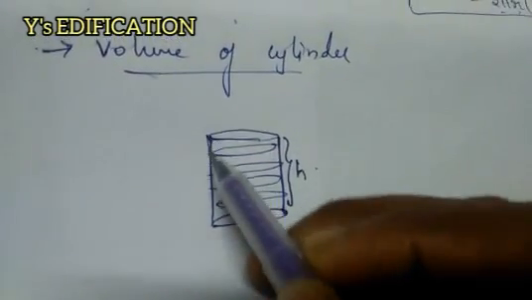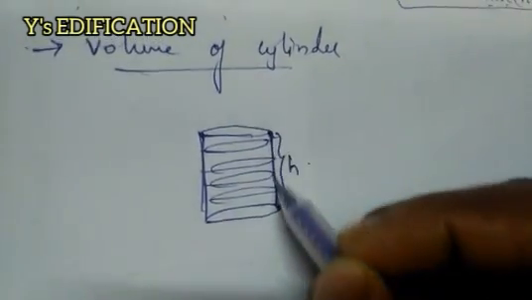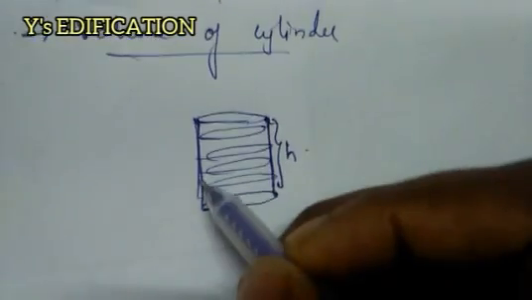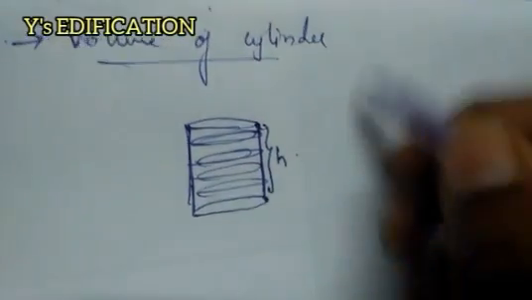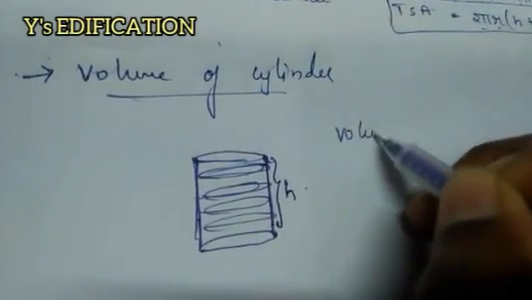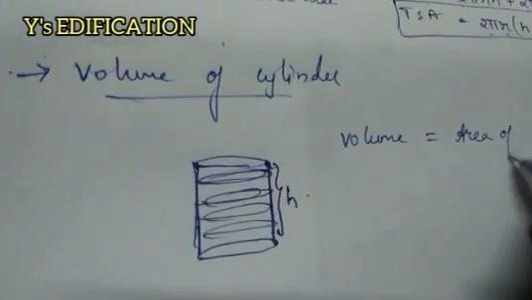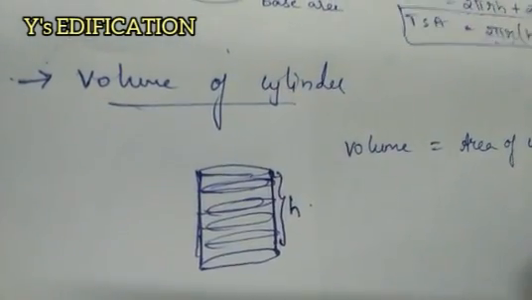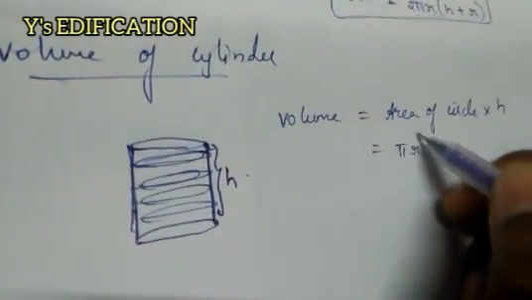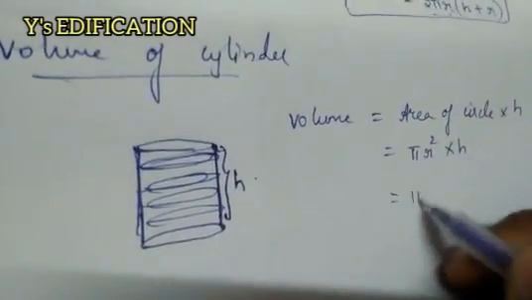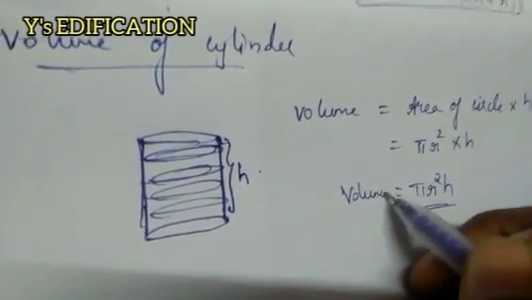If we pour water into a bottle, the water will take the bottle's shape. In the same way, if we pour water into a cylinder, the water will be in a circular shape. So the volume of a cylinder is equal to the area of the circle into height. What is the area of a circle? Pi r square into h. So pi r square h is the volume of the cylinder.